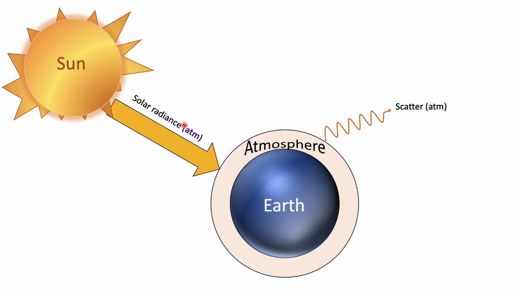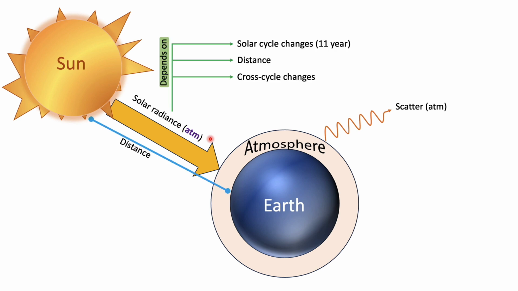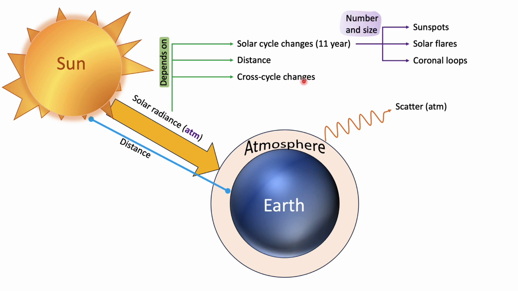Solar irradiation, that is the amount of solar energy reaching the surface, is influenced by several factors, both in space and on earth. In space, irradiance depends on the distance from the sun. This also depends on the 11-year solar cycle, distance and cross cycle changes. The solar cycle, marked by fluctuations in the number and the size of sunspots, solar flares and coronal loops, directly affects the amount of solar radiation emitted by the sun. The solar phenomena are linked to changes in solar irradiance and impact the Earth's climate system.